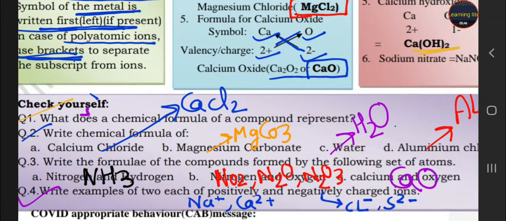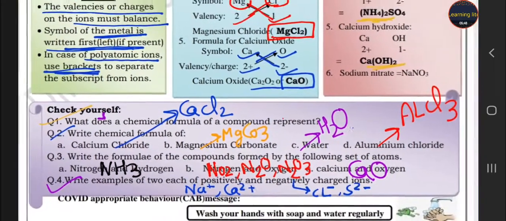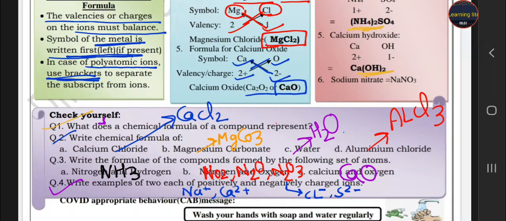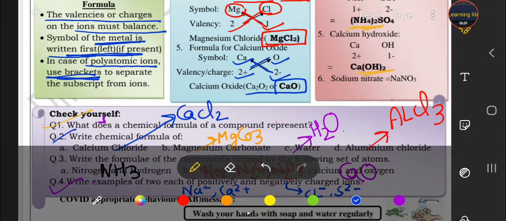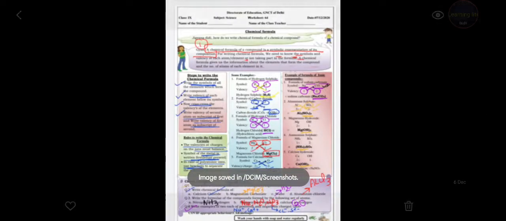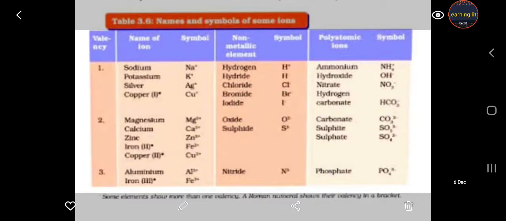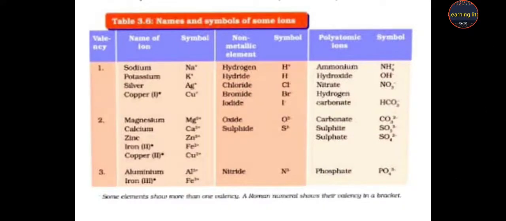And students, you can get the ions from the table given in your NCERT book. I can give you this table. Please go through that table in your NCERT book. Just have a look at the table, students. Here, this is the table in your NCERT book. You can write here the different ions, their symbols and their valencies from that table.